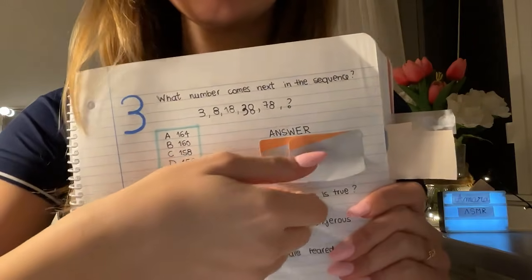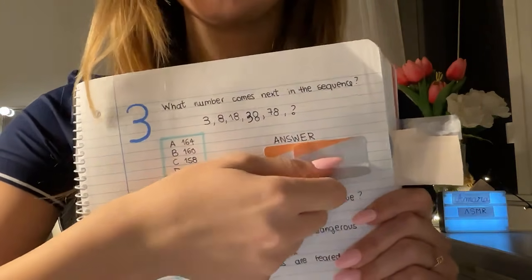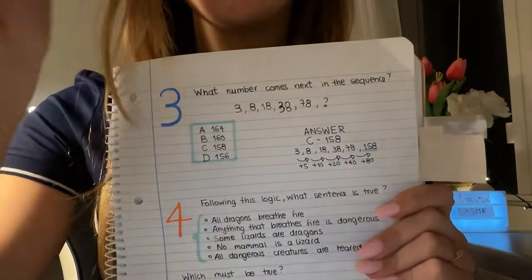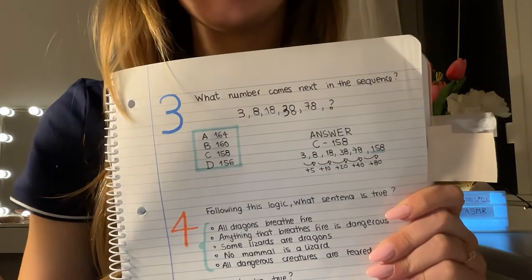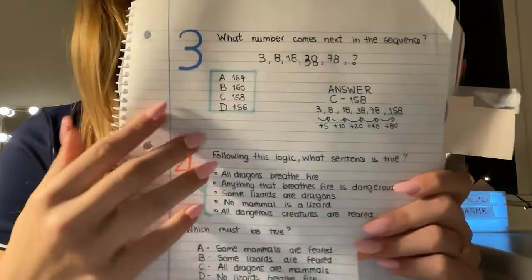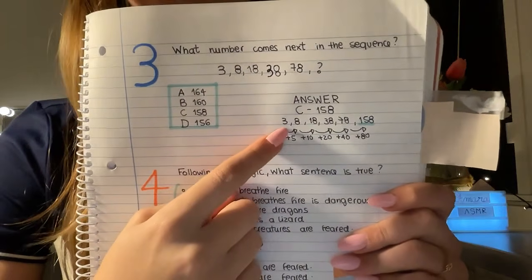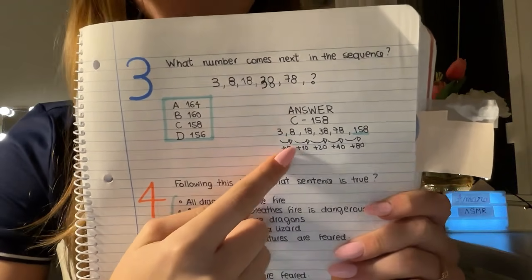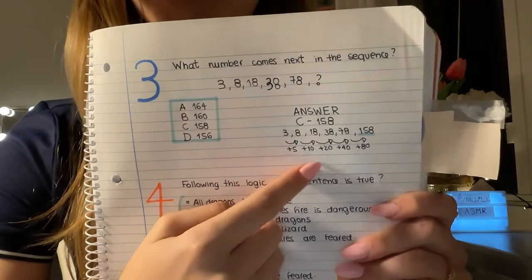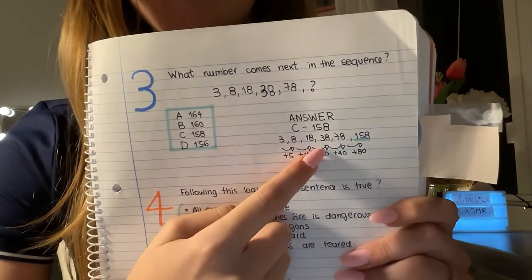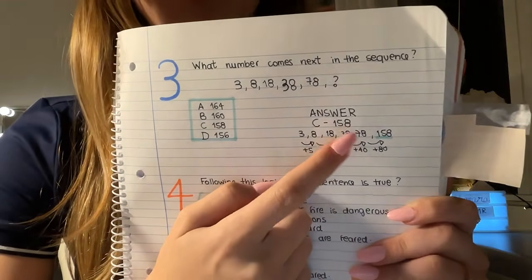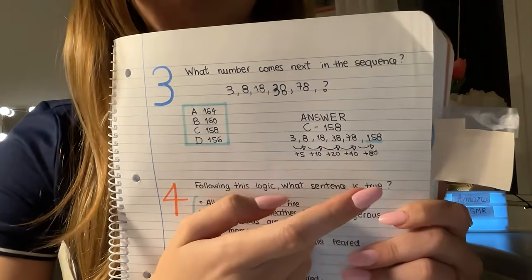Okay, let's check the answer. So, the number that comes next in the sequence is option C, 158. So, I will explain the sequence to you. We start with number 3, then for the next number we add 5. Then from 8 to 18 we add 10. From 18 to 38 we add 20. And from 38 to 78, we add 40.